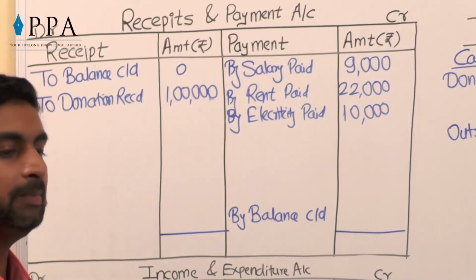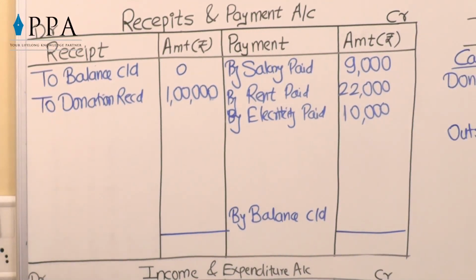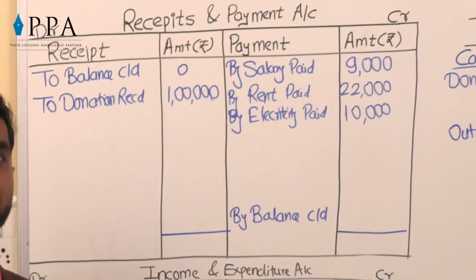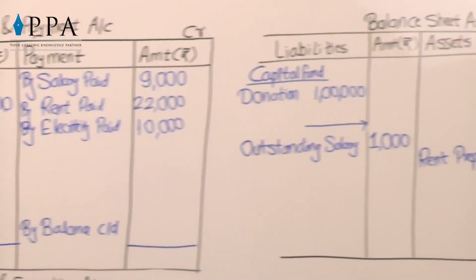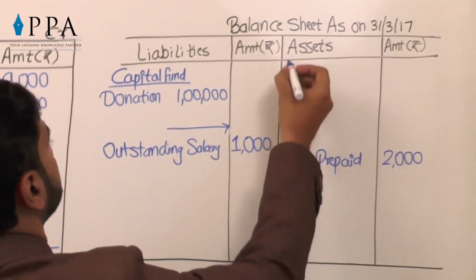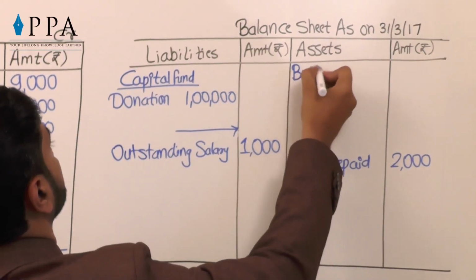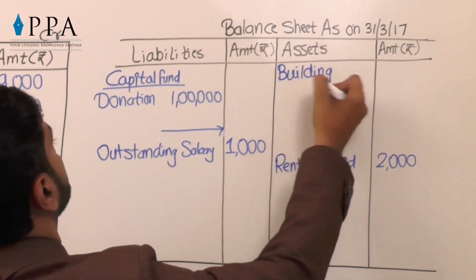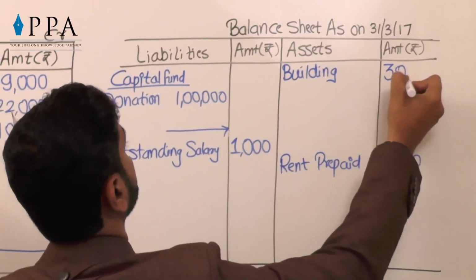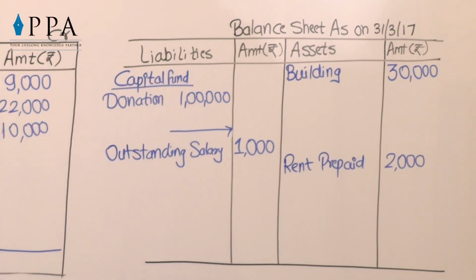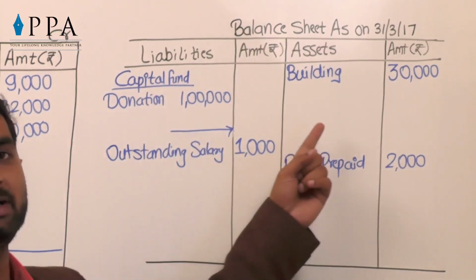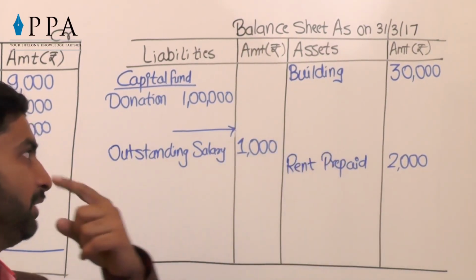Next adjustment is building purchase 30,000. Building is not a revenue expense. It's a capital expenditure. So it has nothing to do with incurred expenditure account. We have to go to the balance sheet asset side. So let's record balance sheet asset side. Building 30,000. Now there is no adjustment of depreciation etc. So I have recorded on the outer column. So I have purchased a building, capital expenditure, asset side 30,000.